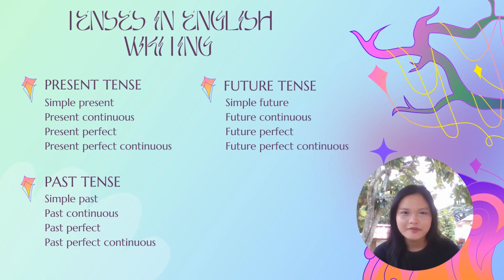There are three types of tenses in English writing that we will be looking at, and they are present tense, past tense, and future tense. And each tense is divided into four main types, which are simple, continuous, perfect, and perfect continuous.